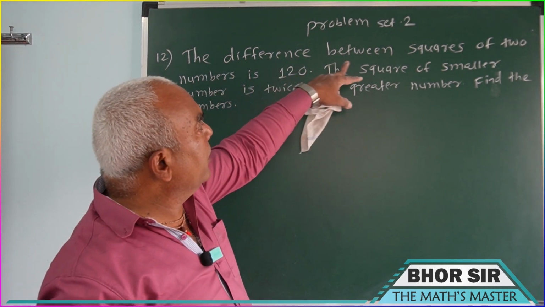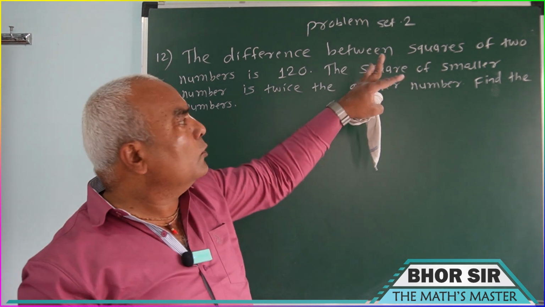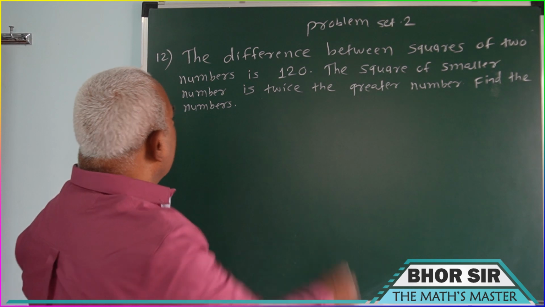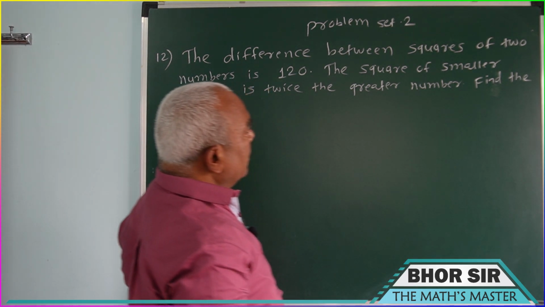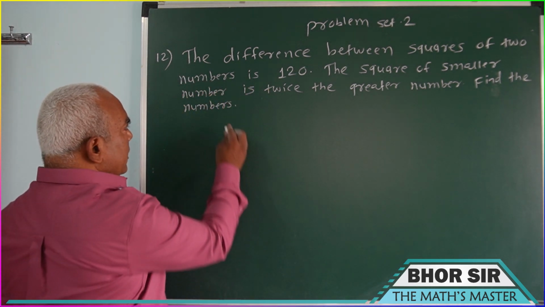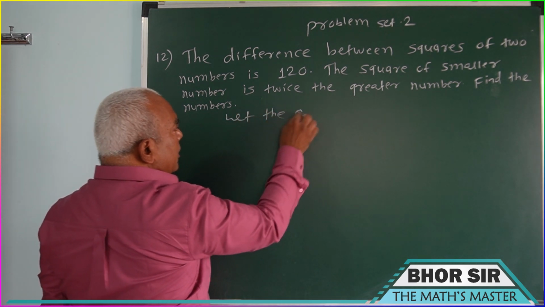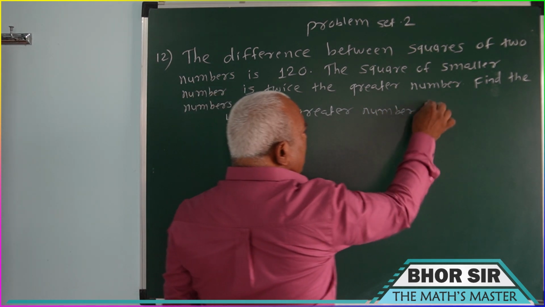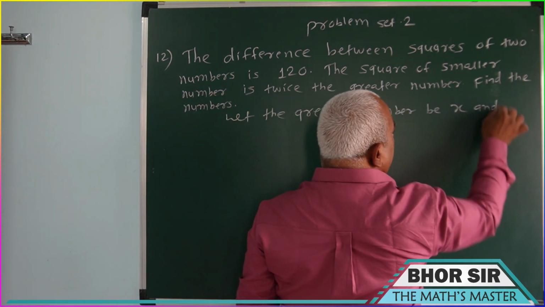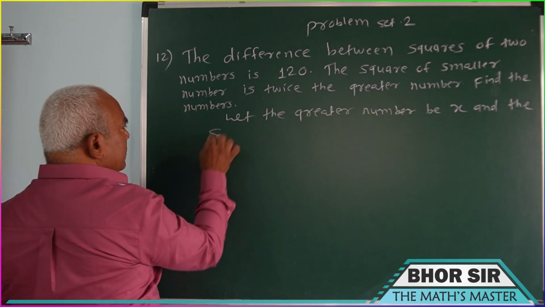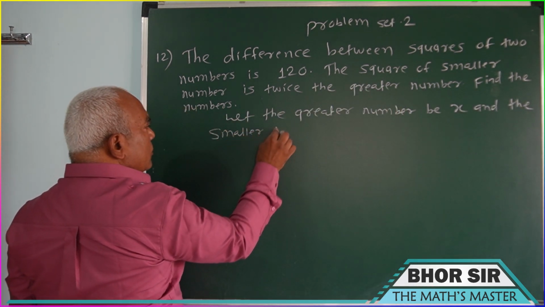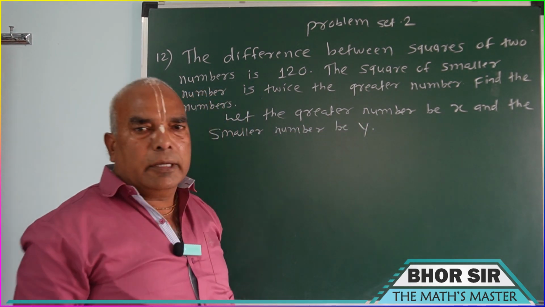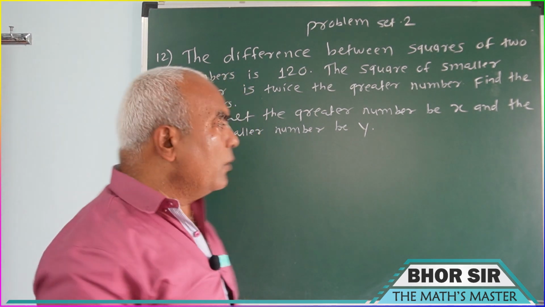The difference between squares of two numbers is 120. The square of the smaller number is twice the greater number. Find the numbers. Here we should say, let the greater number be x and the smaller number be y.